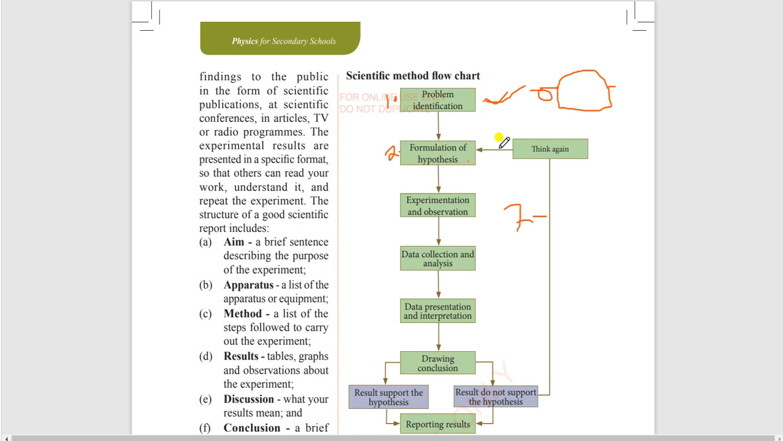Formulation of hypothesis. Hapa kwenye formulation of hypothesis tunakuja sasa kuleta our possible solution. Yes, udongo wetu hauna rutuba, tunafanyeje? Ni kweli udongo wetu hauna rutuba, lakini sasa tunafanyeje? So utalist majibu yako unayofikiria, inaweza hata kuwa 30. Unayalisti pale, yanakuwa mengi.